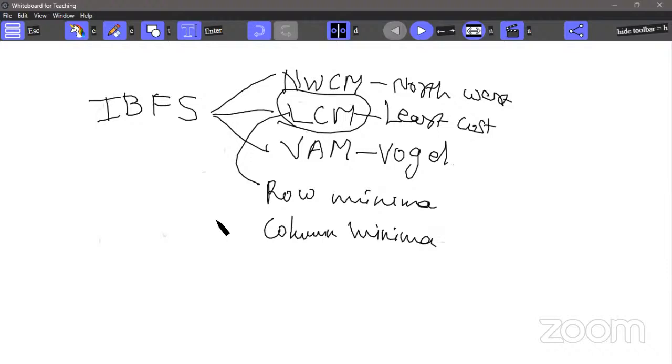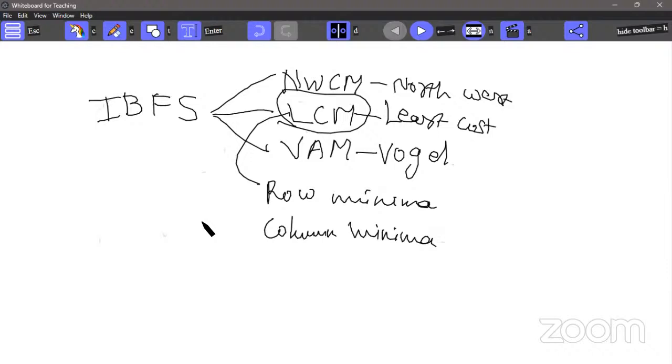So you can go to your study material. The transportation problem is on page 101. The initial basic feasible solution is on page number 105.